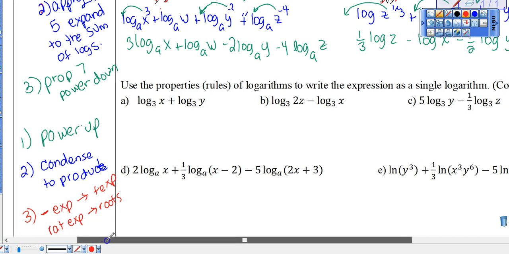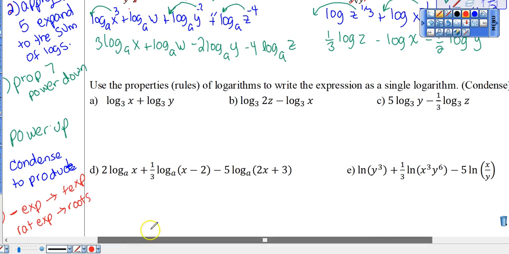So let's take a look at problem number 1. I'm starting with my green pen here, power up. Well, the power that's here is a 1, and the power that's here is a 1. So if I power that up, it's not going to do anything. So that would be silly for me to do that. Step 2, because it's already a sum, I can go ahead and condense it to the log base 3 of x times y and put the logs back together as a single log. And then since I don't have any negative exponents or any rational exponents, I'm done.